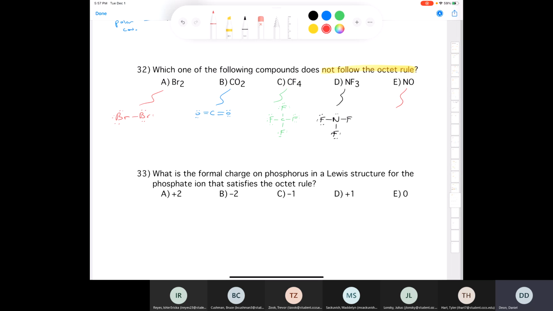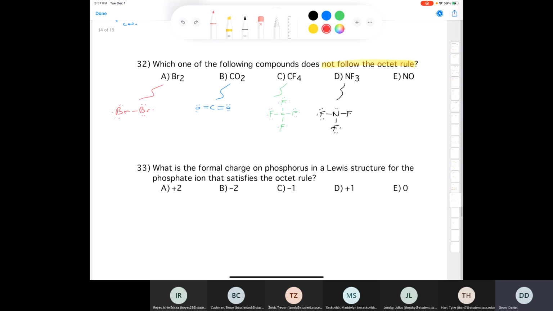NO does not follow the octet rule. Why? Because nitrogen has a total of 5 valence electrons and oxygen has a total of 6 valence electrons, so that equals 11 valence electrons. We looked at the Lewis structure of nitrogen monoxide, which looks like this, and we actually have an unpaired electron. And so that nitrogen does not follow the octet rule. Sorry, first I thought it said exceeds the octet rule. Doesn't obey the octet rule.